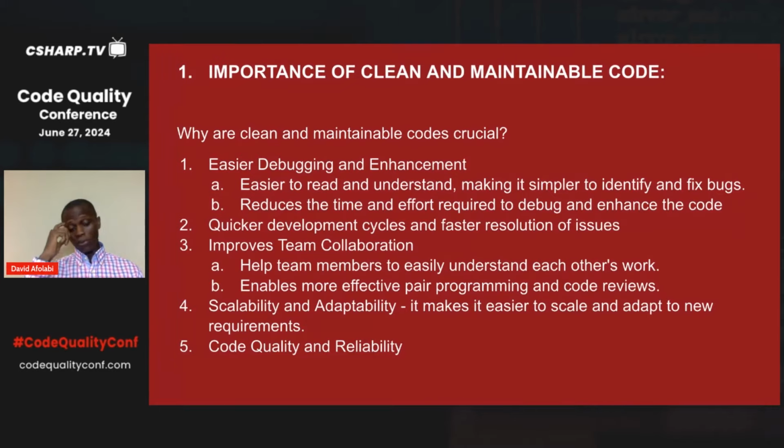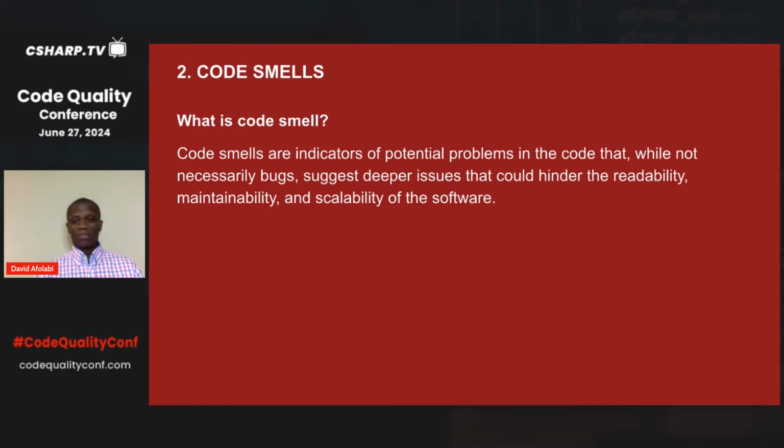And the last one that I'd like to touch on regarding the importance of clean and maintainable code is that it adds to code quality and reliability, which is one of the reasons why we are here. Okay, so what is code smell? Code smells are indicators of potential problems in the code that, while not necessarily bugs in and of themselves, suggest deeper issues that could hinder readability, maintainability, scalability, and some of those benefits that I shared earlier in the previous slide. So basically, they are not necessarily bugs, but they could hinder readability, maintainability, and scalability of software.